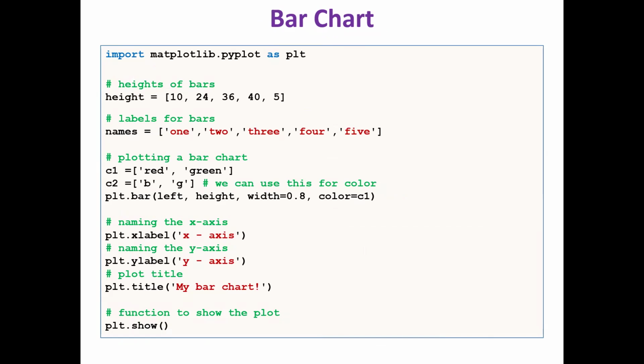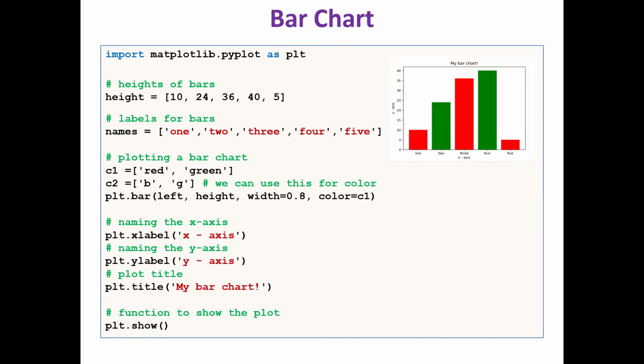Another example of bar with labels: we can have both labels, X label, Y label, and title. The same diagram only we have given. So this is a bar chart.